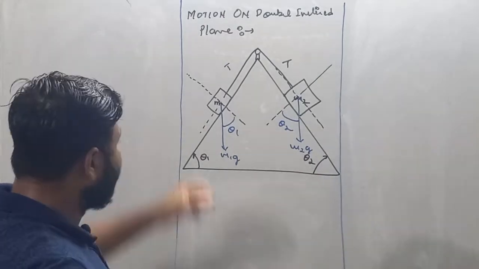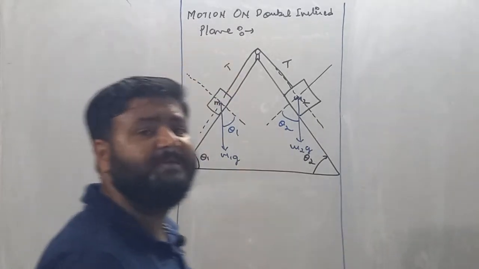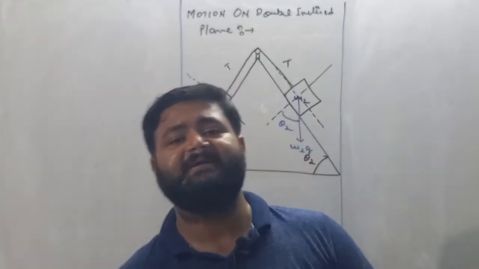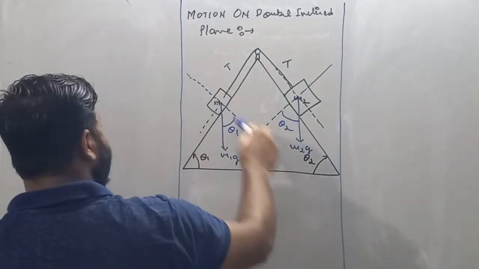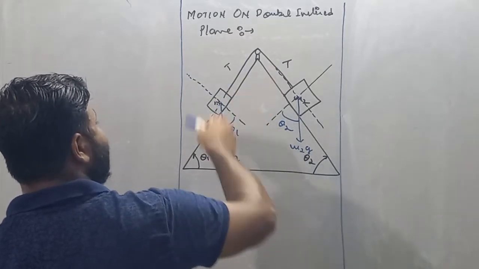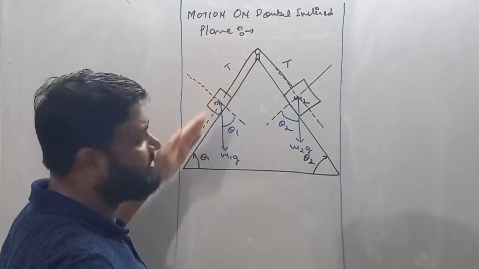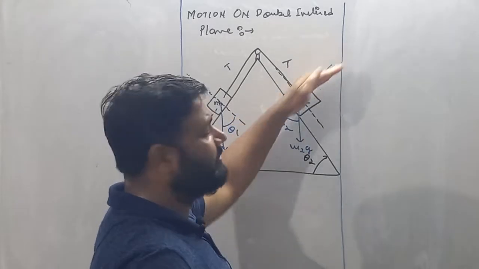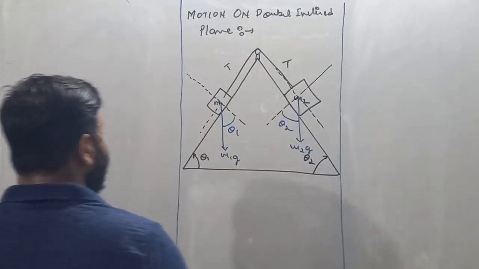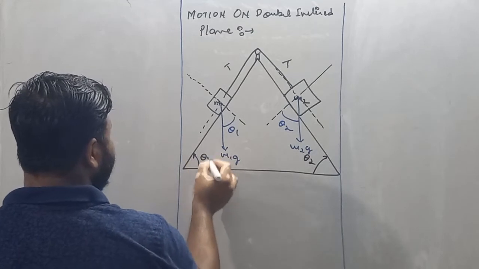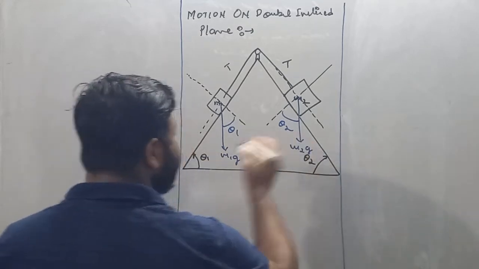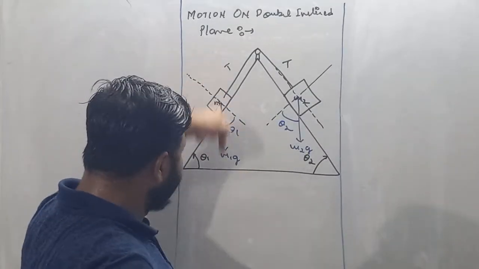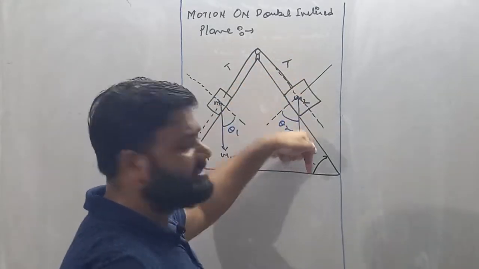As we all know, if we have mass, then we have to make its weight, and weight is a kind of force which always acts vertically downward. As I already told you, for an inclined plane you have to make a new x-axis and new y-axis. So for this inclined plane, this is your x-axis and this is your y-axis. Similarly, this is your x-axis and this is your y-axis. We know that weight always acts vertically downward. So m1g is vertically downward. Similarly, m2g is also vertically downward.